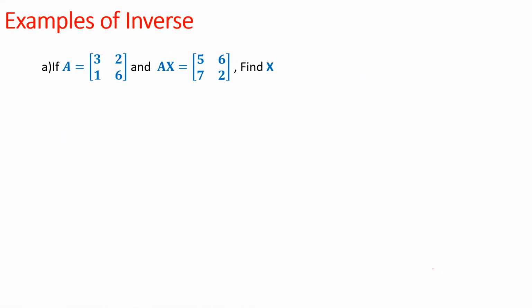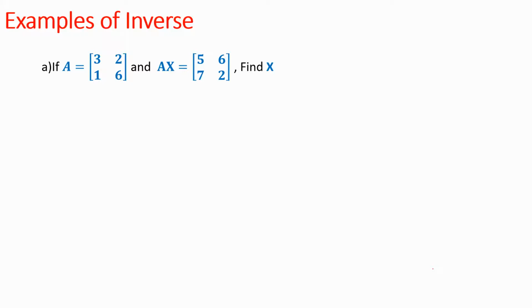Let's do a bit of practice now, okay? So examples of inverse, get yourself a bit used to finding the inverse. So here we go. We've got matrix A. I made it up, I said 3, 2, 1, 6. I've got A times some other matrix, and that gives me 5, 6, 7, 2. I want to find out what that matrix is.